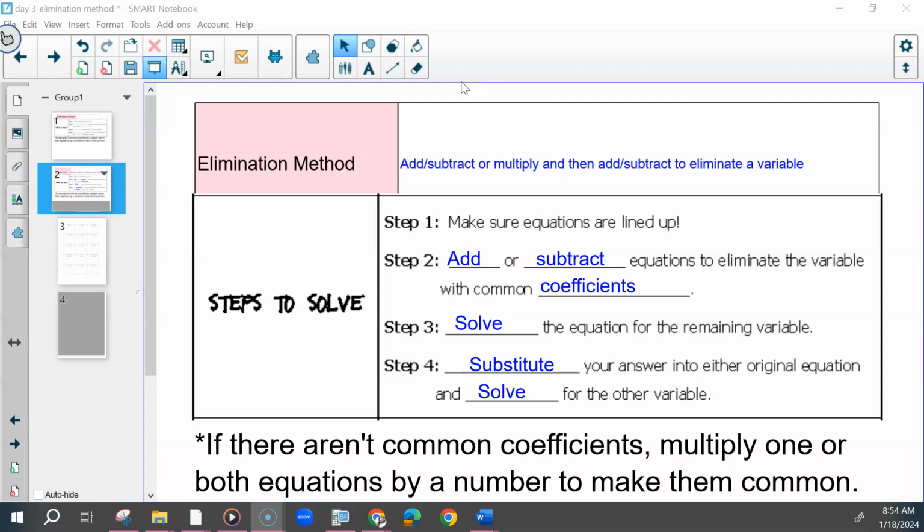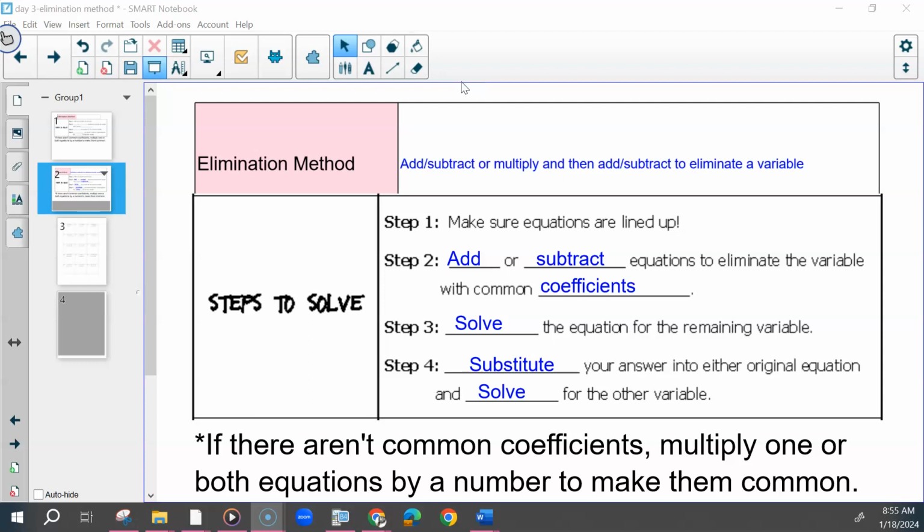Elimination method is where you add or subtract or multiply and then add or subtract to eliminate a variable. Make sure the equations are lined up. Add or subtract the equations to eliminate the variable with common coefficients. Solve the equation for the remaining variable. Substitute your answer into either equation and solve for the other variable.